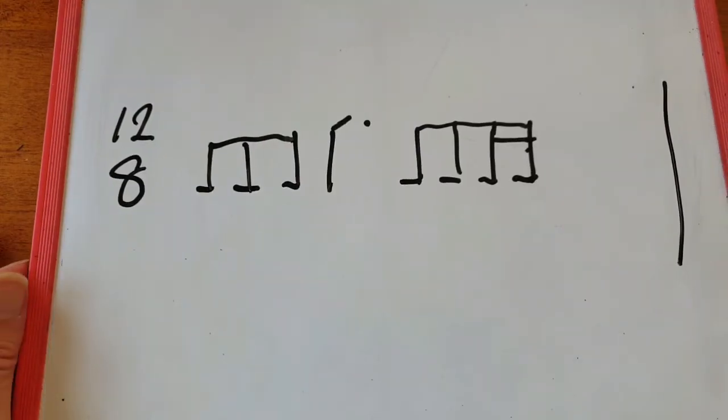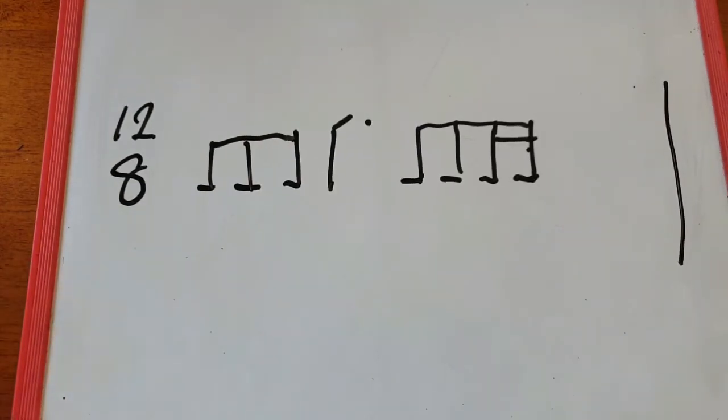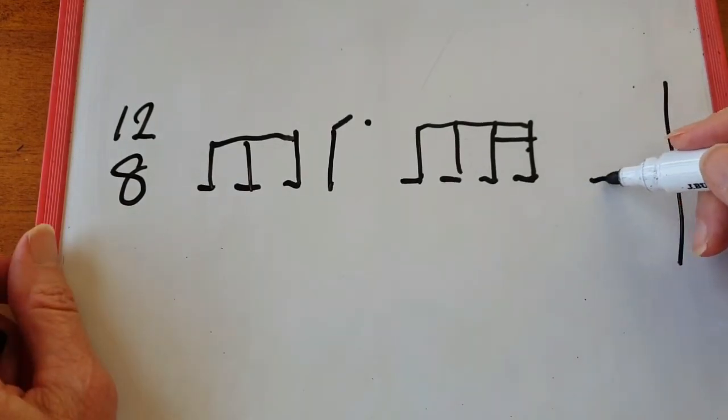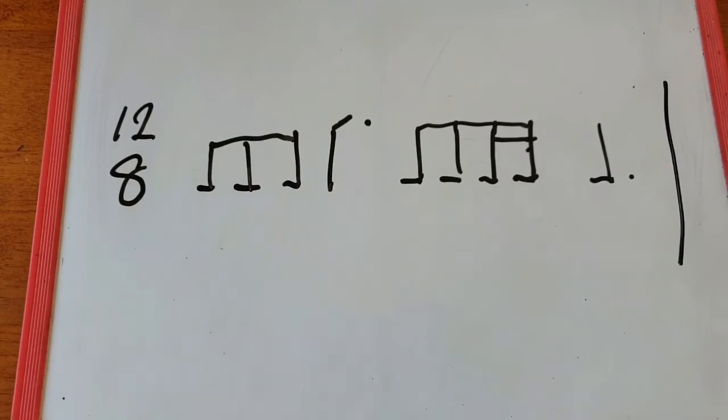Now we're in 12/8, and you'll remember 12/8's a bit like 4/4. It's got 4 beats in a bar, but each beat is worth a dotted quarter note. Completing this bar, you can see we've got beat 1, beat 2, here's beat 3. If you were to put 1 more note in, it would be another dotted quarter note.